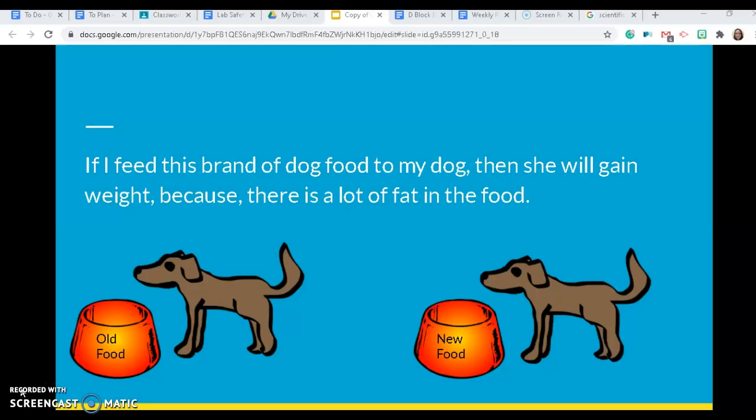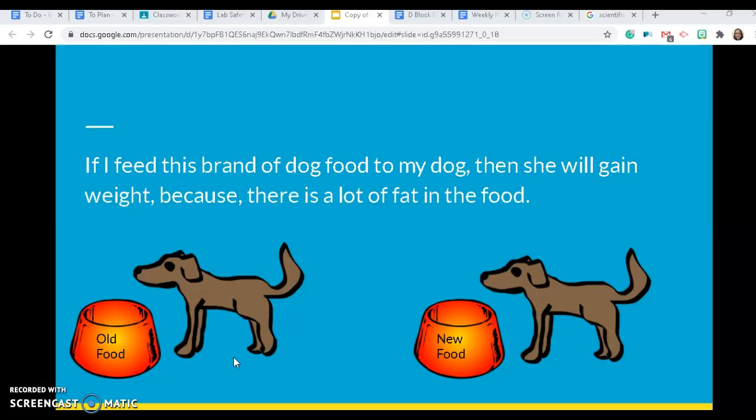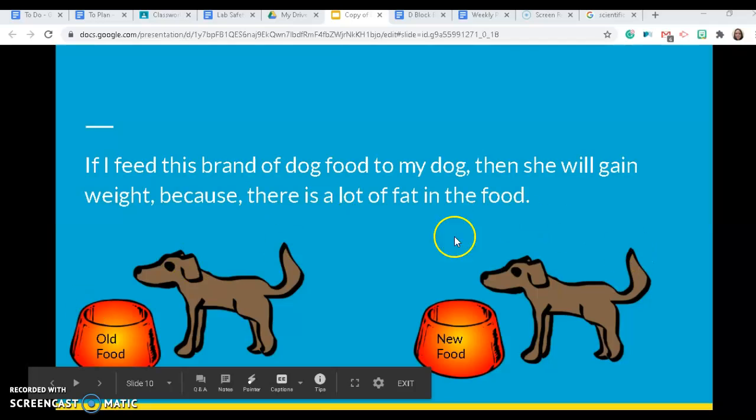We would start by feeding my dog her normal food, the typical brand of food that I buy her, for about a week. And I would measure her weight after that week. Then I would change her food. And I would see, a week later, how much weight she gains, if she gained at all. But we have 1 week with the old food and 1 week with the new food.